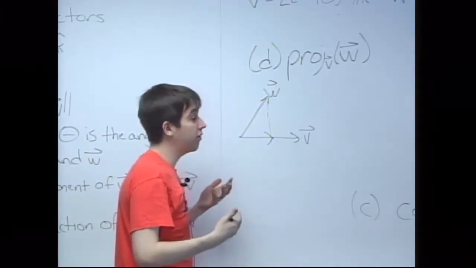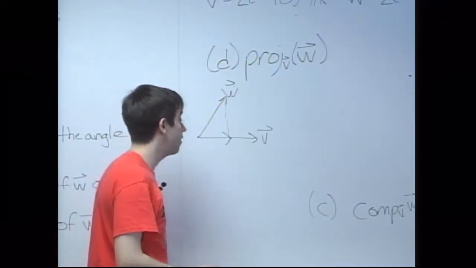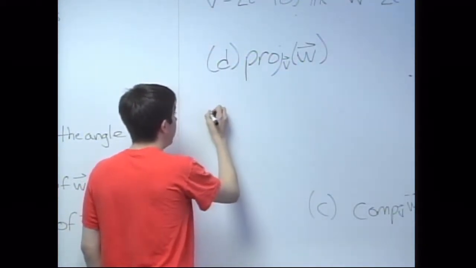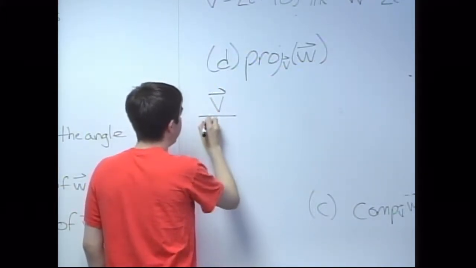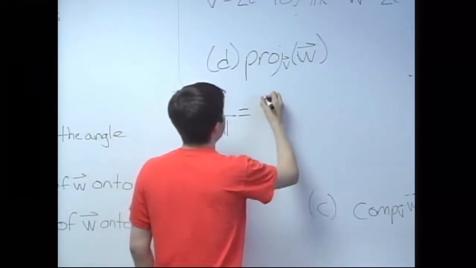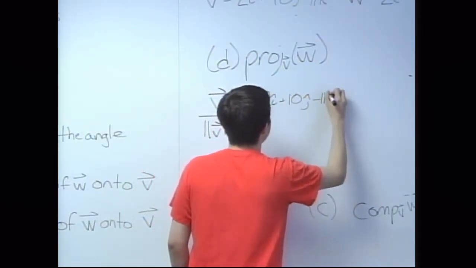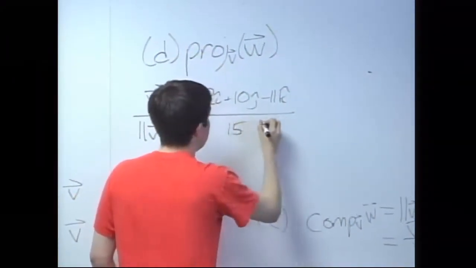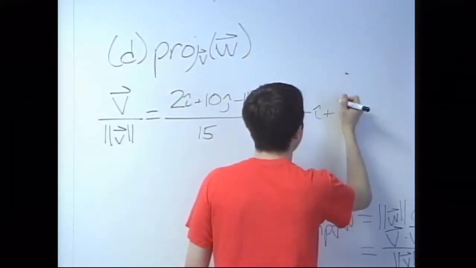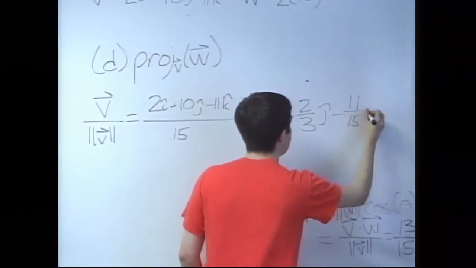So in order to turn the component into a vector, we need to multiply it by a unit vector in the direction of v. So the first thing we want to do is find the unit vector in the direction of v. And the way we do that is just take the vector v and divide it by the magnitude of v. And this gives the vector (2 i hat plus 10 j hat minus 11 k hat) over 15, which is just 2/15 i hat plus 2/3 j hat minus 11/15 k hat.